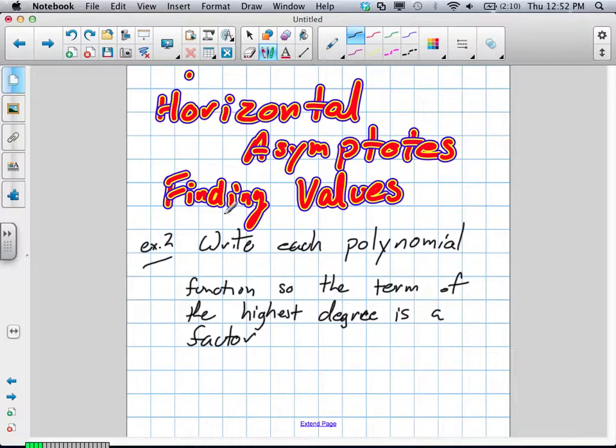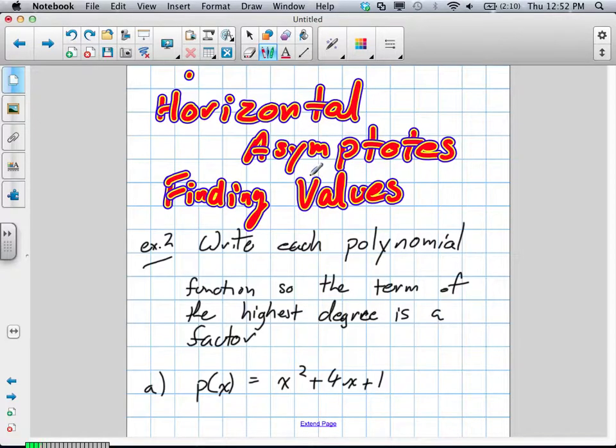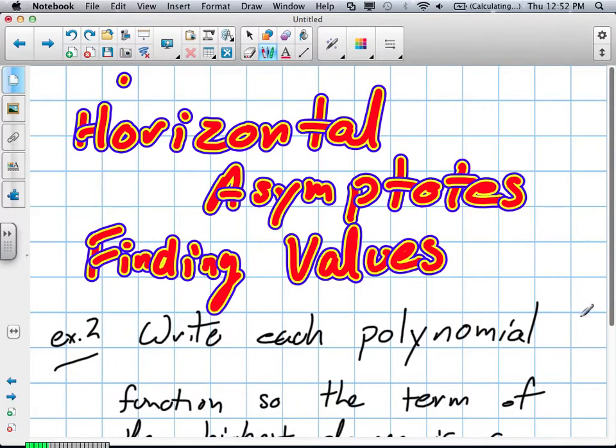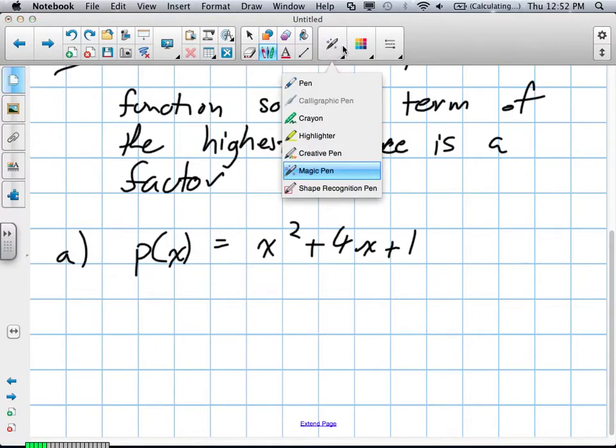Okay. Let's go with an easy example. Here's our polynomial p of x is equal to x squared plus 4x plus 1. What is the highest degree in this function? 2, right? We have our x to the power of 2. So what that means, they want that to become the factor. So in other words, they want us to common factor that value out of this equation.